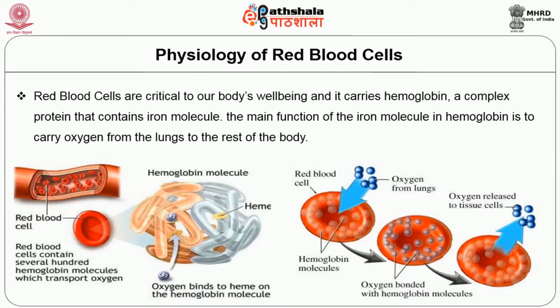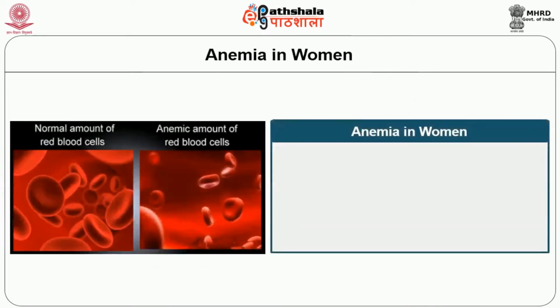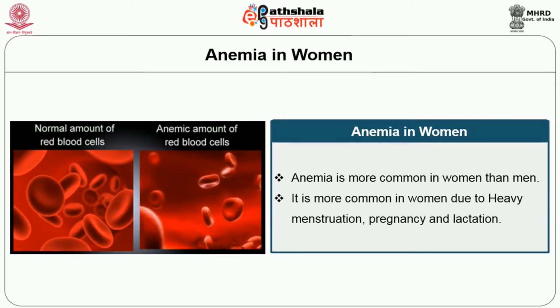Here in this picture, you can see the normal amount of RBCs, but in anemic patients, the red blood cells are low in number. Anemia is more common in women. Why is it more common? Because of heavy menstruation, pregnancy and lactation. In pregnancy and lactation, there is an increased demand.